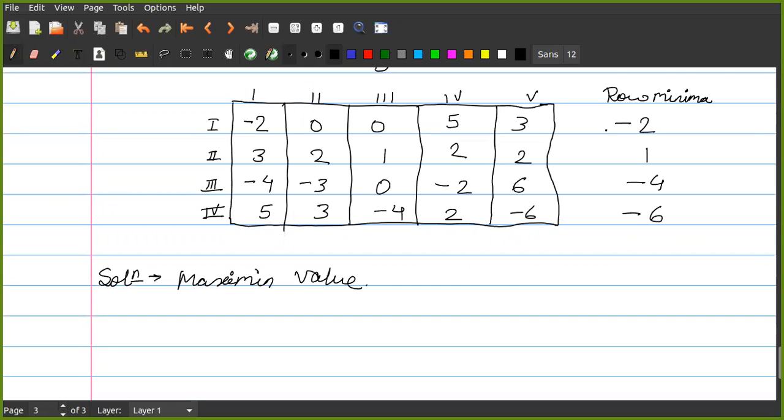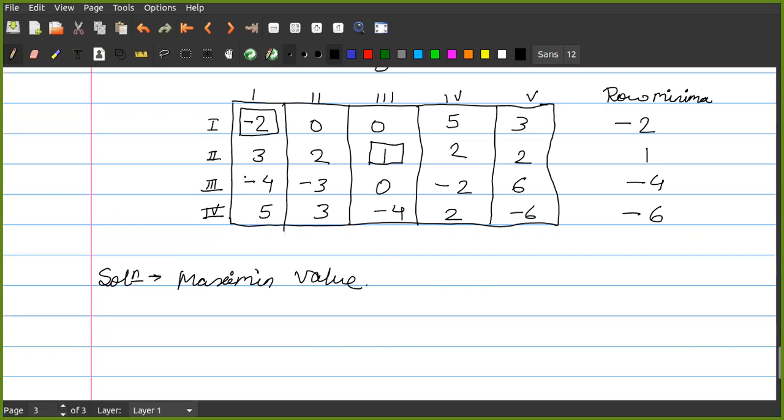Now at this point, what I'm going to do is, wherever this -2 is available in this row, at that particular element, I'm going to make a square. Why is this square needed? Just to show that this element is the minimum value. Similarly, here I am going to make a square.